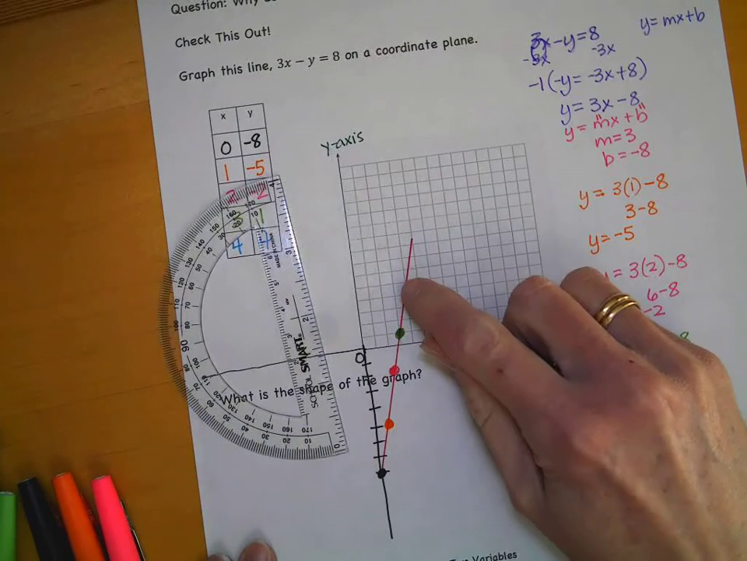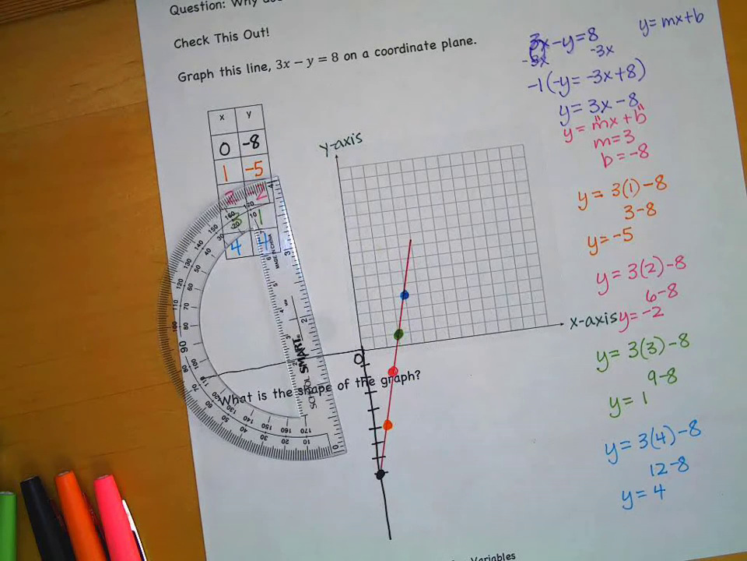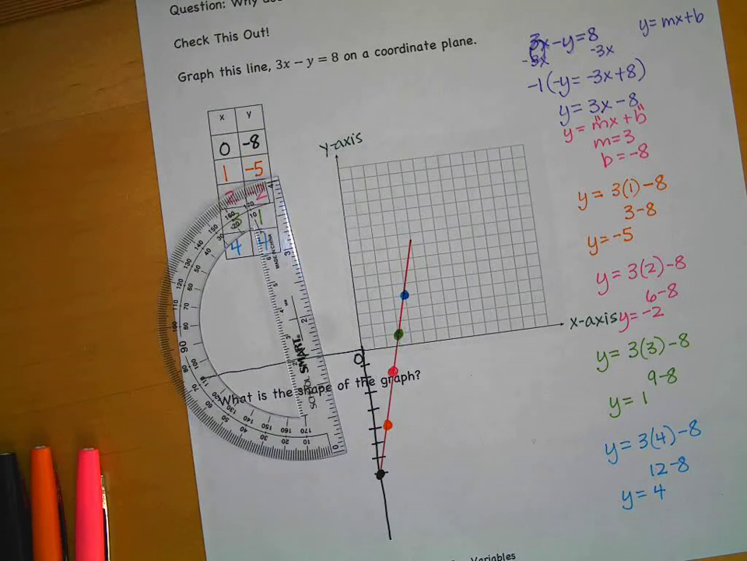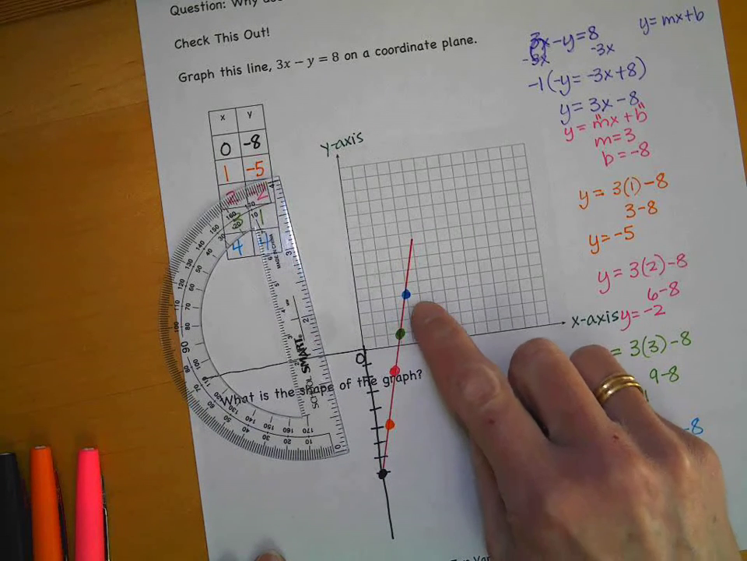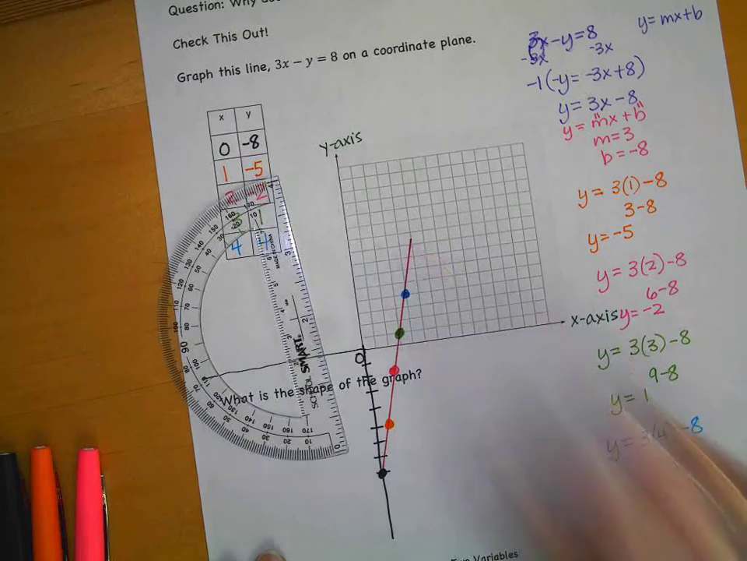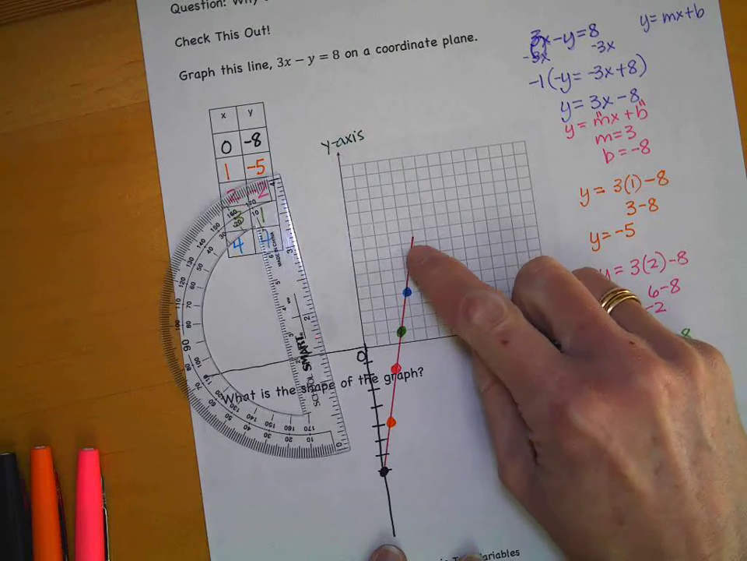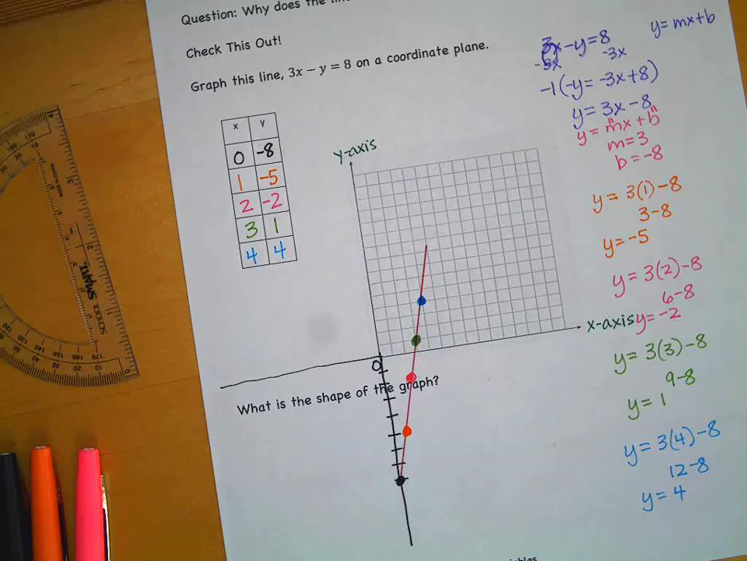So if you follow the pattern, what would the next one be? Up 3, 1, 2, 3, over 1, and it would be right there. So it would be 5, is it? Let's see. 1, 2, 3, 4, 5. 1, 2, 3, 4, 5, 6, 7. So it would actually be at 7, right? Or 8, excuse me, at 8. So up 3, 1, 2, 3, over 1, so at 7.